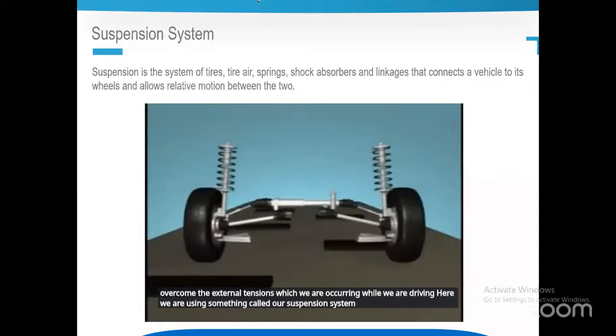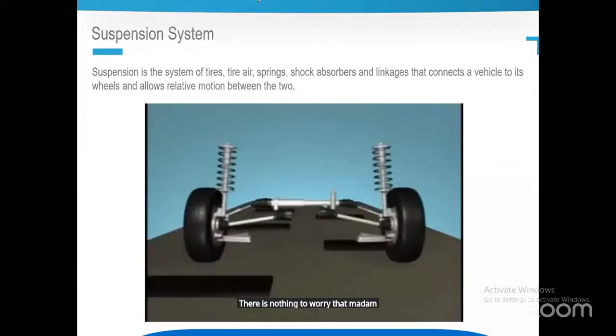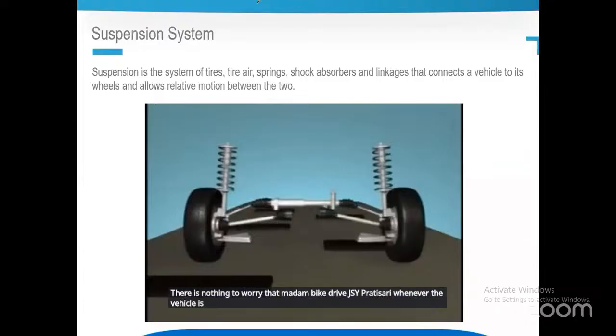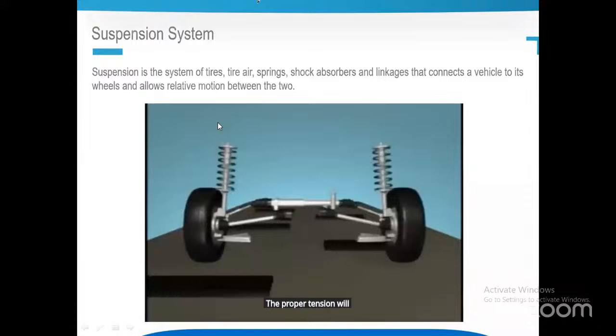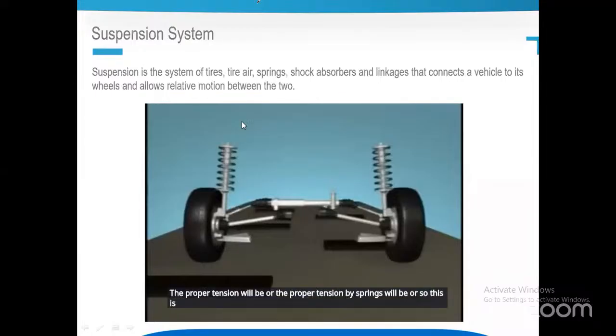So when we talk about the suspension system, there is nothing to worry about. Every time we drive a bike, whenever the vehicle is moving and we hit potholes or speed breakers, automatically we will have some jerking motion. In that jerking motion, if you observe properly, the springs will be compressing and expanding. In this expansion and compression, the tension will be overcome by the springs. So this is the suspension system we will be having.